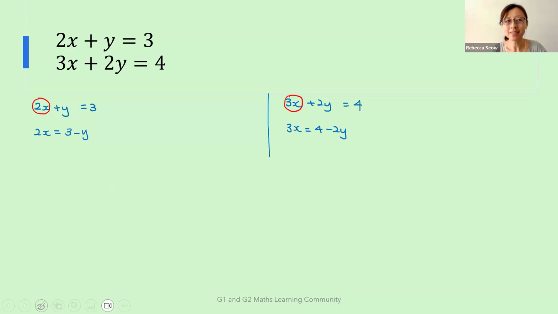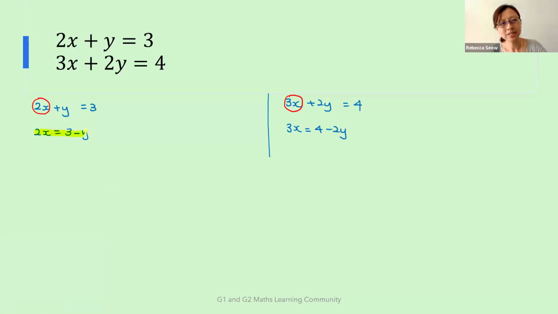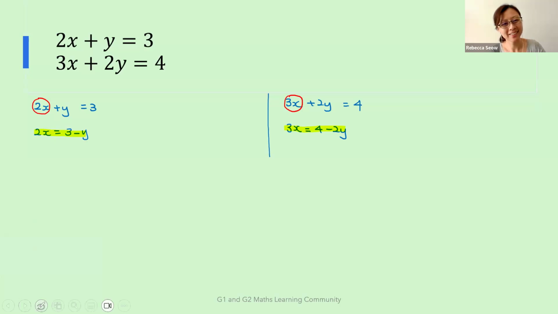Okay, now the next thing we want to take note of is these 2 equations. I have to find a way to make my coefficient of x the same. If I have 2 as a coefficient for x on the left-hand side and 3 on the right-hand side, what is a common multiple of 2 and 3 that I can think of?